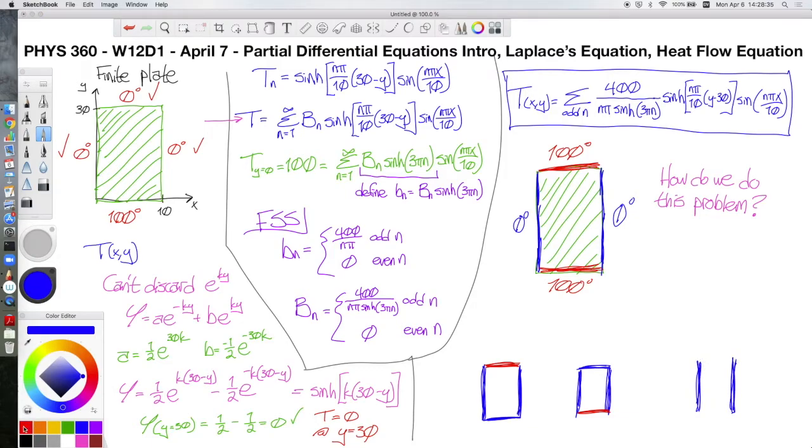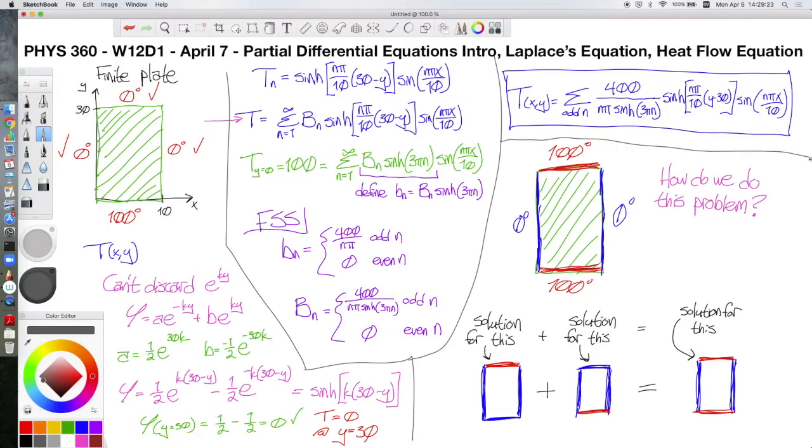So the walls are held at 0 degrees and the top and bottom are held at 100 degrees. So in words, if we take the solution for this first arrangement and add to it the solution for the second arrangement, we will get the solution for the scenario I just proposed. And we already have this one because it's the problem we just did.